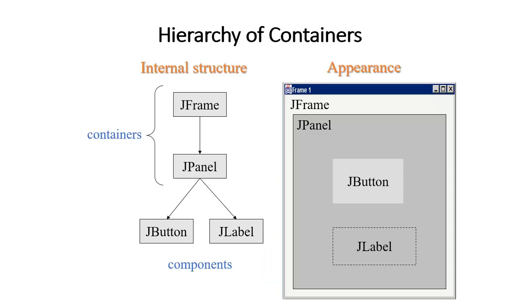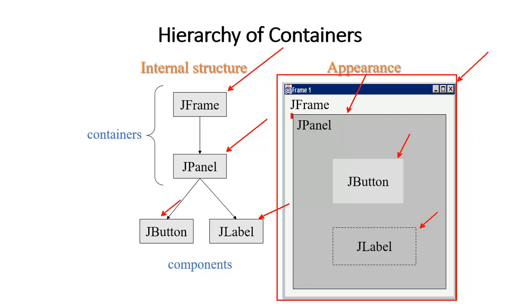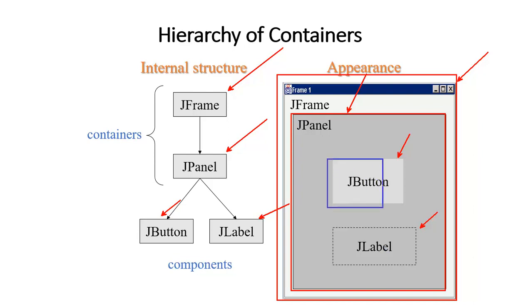Now let's take a simple example. I have my root, that is the root of the hierarchy, the JFrame, inside which I have a JPanel, which is contained inside it. Inside it I have a JButton, which is a component, and a JLabel, which is also a component. So I have a container inside which I have one more container, and inside this I have components. So this is how it goes.